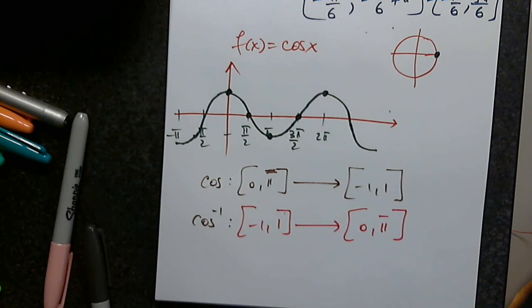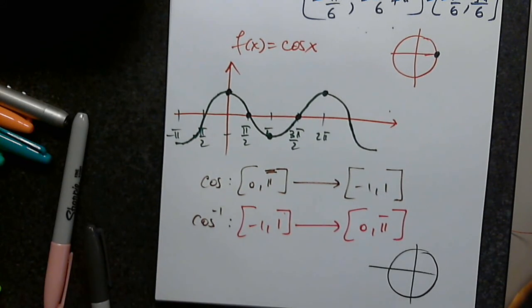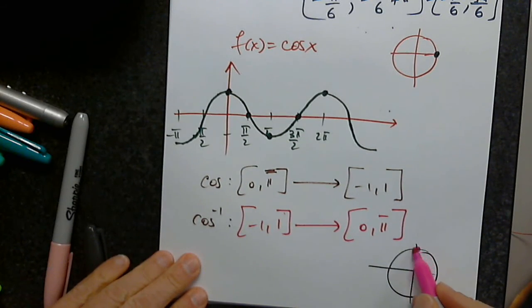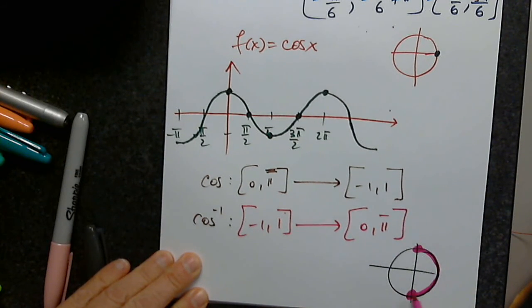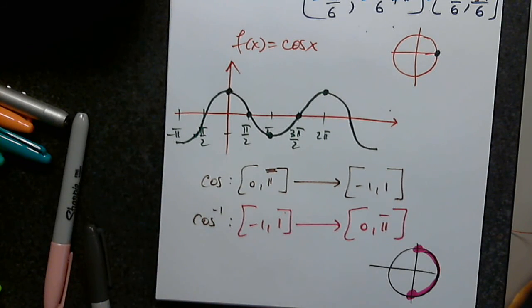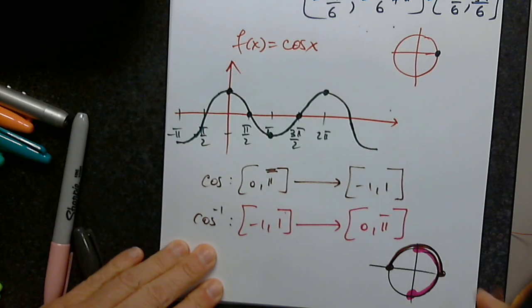Let's recap, because this is very important. So let's look at the unit circle again. This is the domain for sine. This, first and fourth, domain for sine. The domain for cosine is this, first and second.